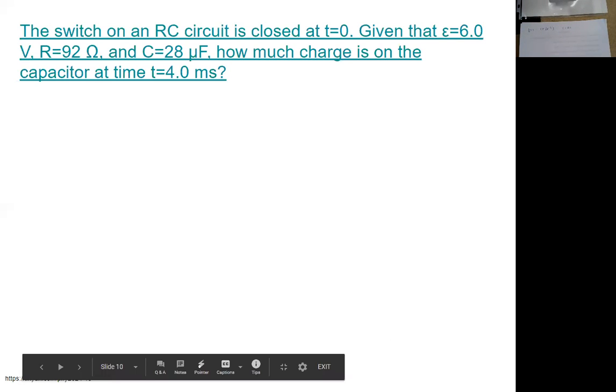Then there are two equations here you might want to use, the charge and also the voltage. We are looking for a charge here, so you just use q as a function of t equals C times epsilon times 1 minus e to the minus t over tau, where tau is equal to R times C. I think I'll have you calculate this, and then we can take a look at the solution in a couple minutes together.